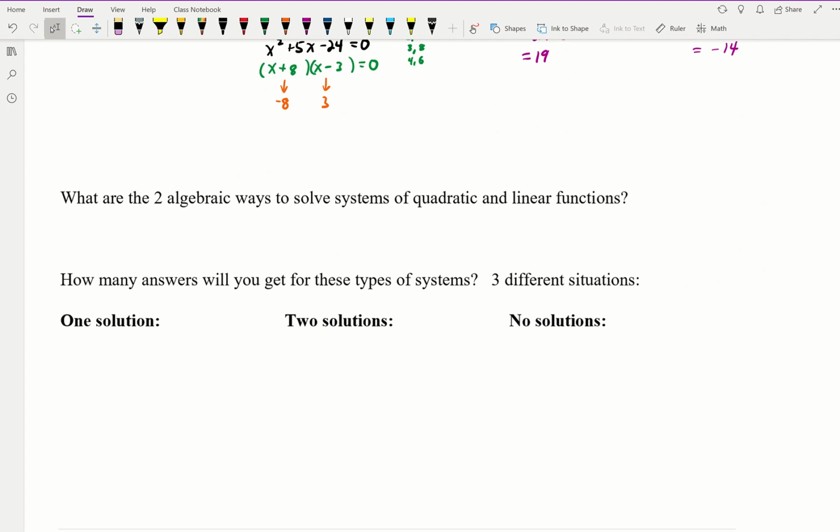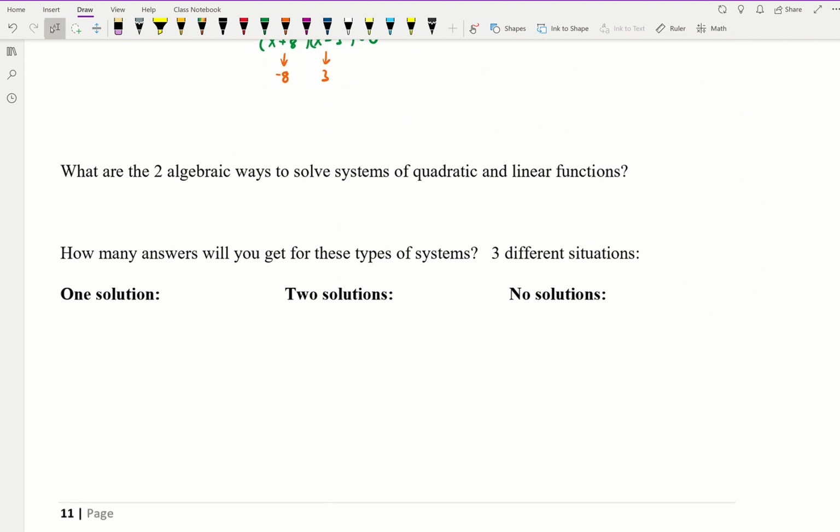All right. So now it says, what are the two algebraic ways to solve quadratic and linear functions? They are substitution and elimination. Those are the same algebraic methods that we had for linear systems.